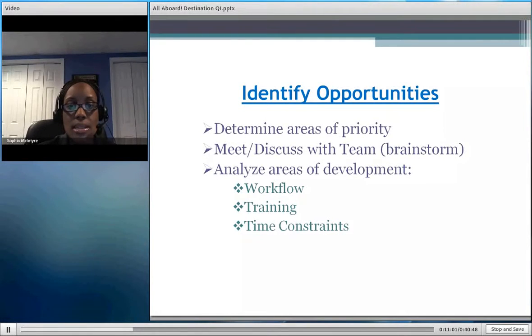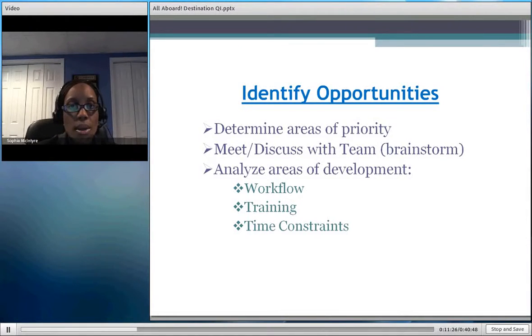So, meeting and discussing with your team to brainstorm some areas of importance and priority. When you're analyzing the areas of development, or areas where you feel like you really need to improve, there are several components you need to look at and consider: workflow, training, time constraints.